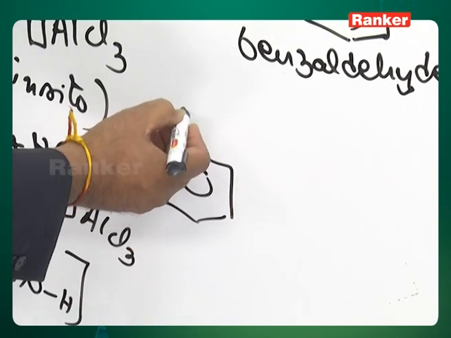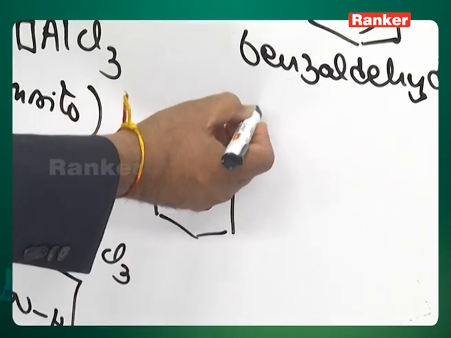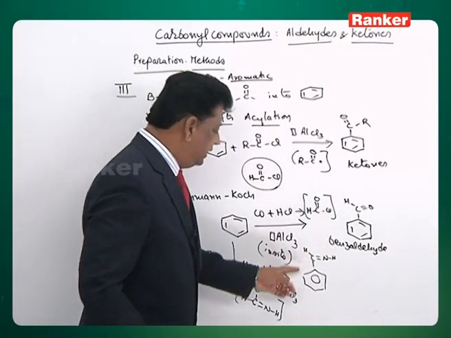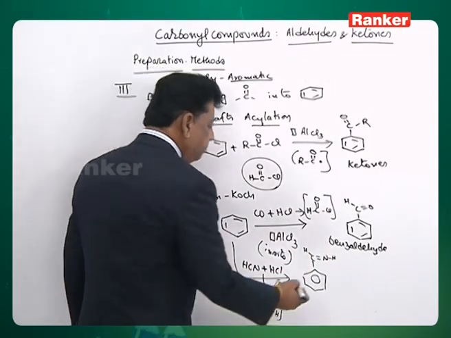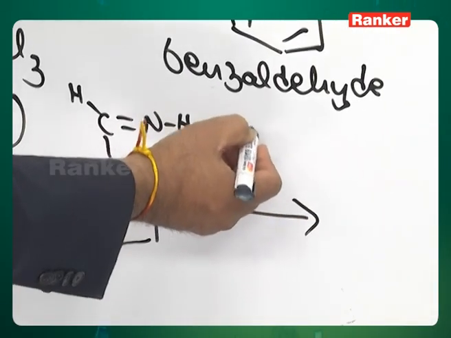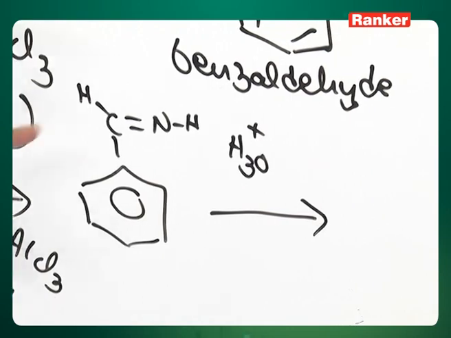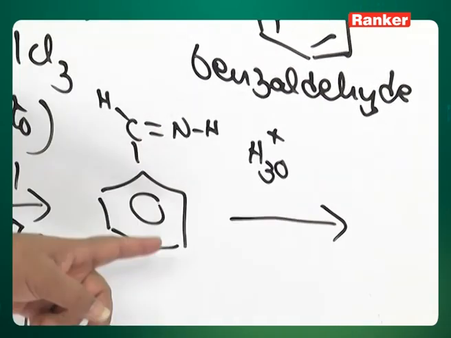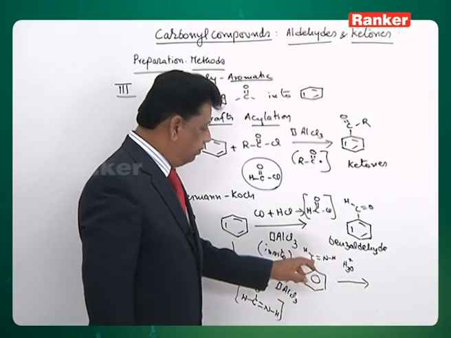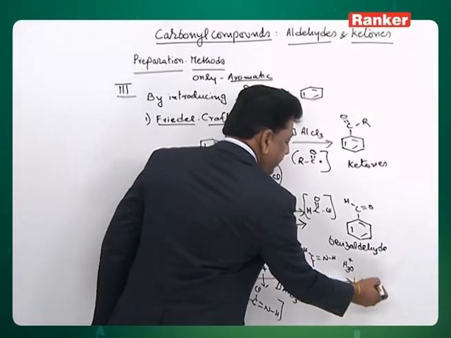So, the benzene with a carbon with double bond NH, you can call this compound a formimino benzene. This is the compound which, if you hydrolyze it in acidic or basic medium, the C double bond N hydrolyzes, 2 hydrogens go that side, 2 OHs eliminate water, and you will get the benzaldehyde.